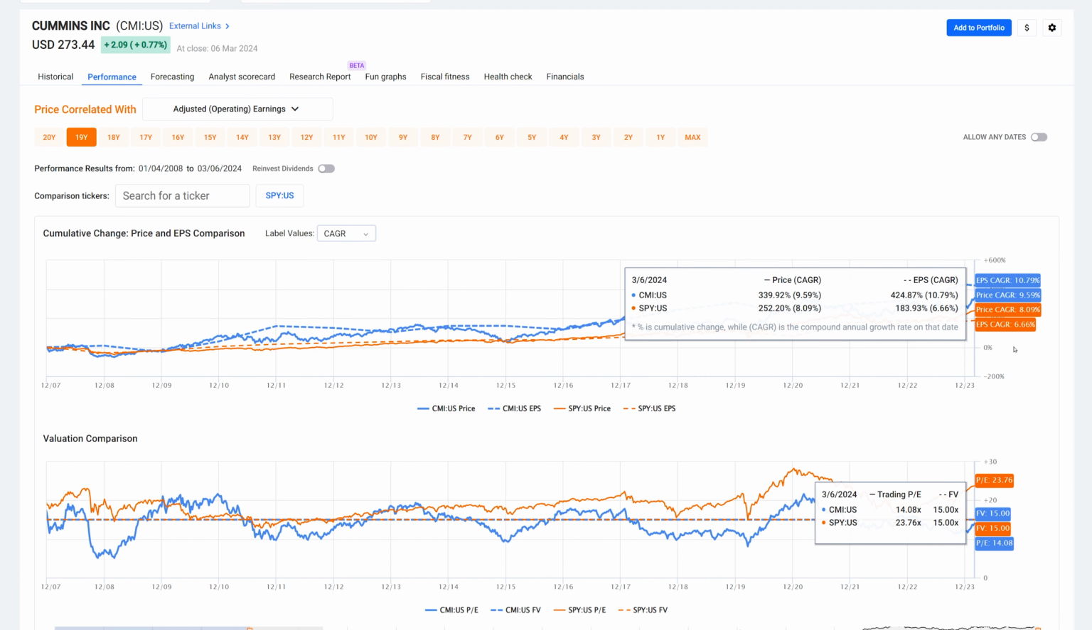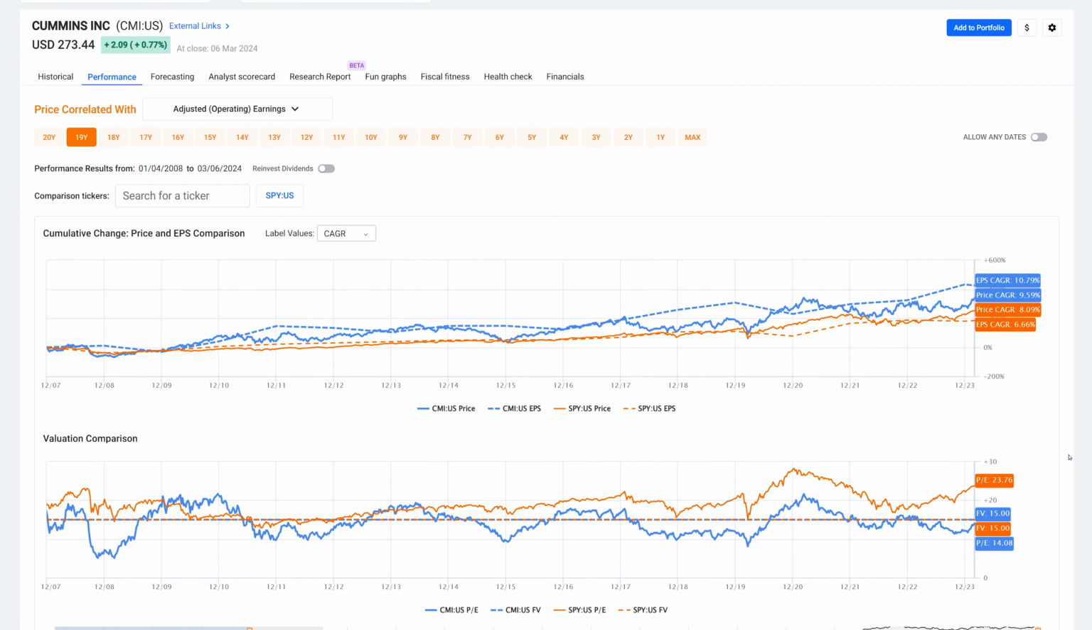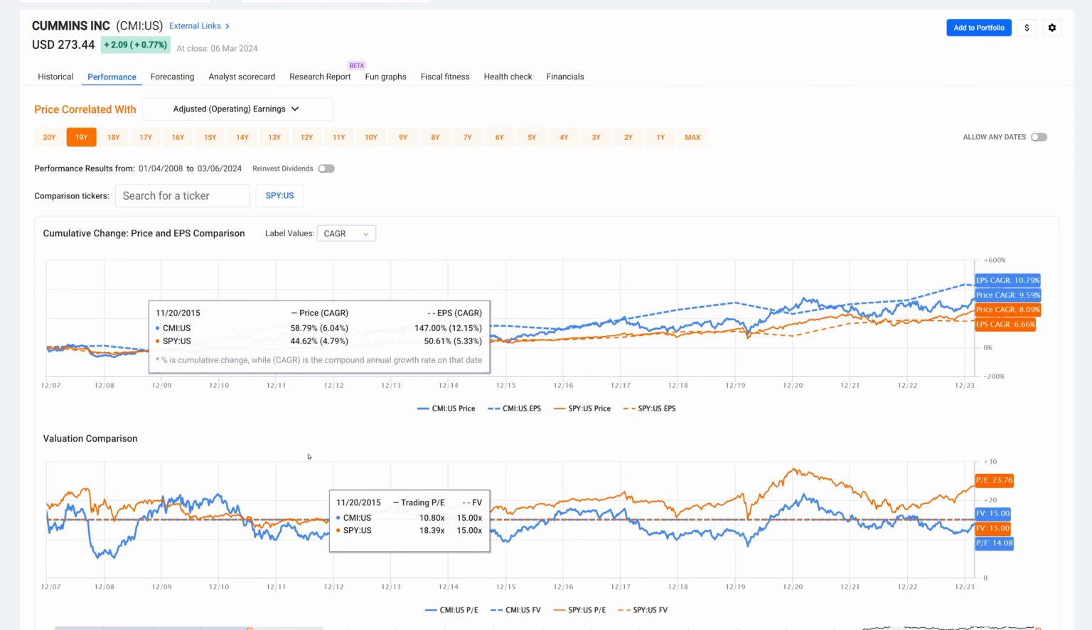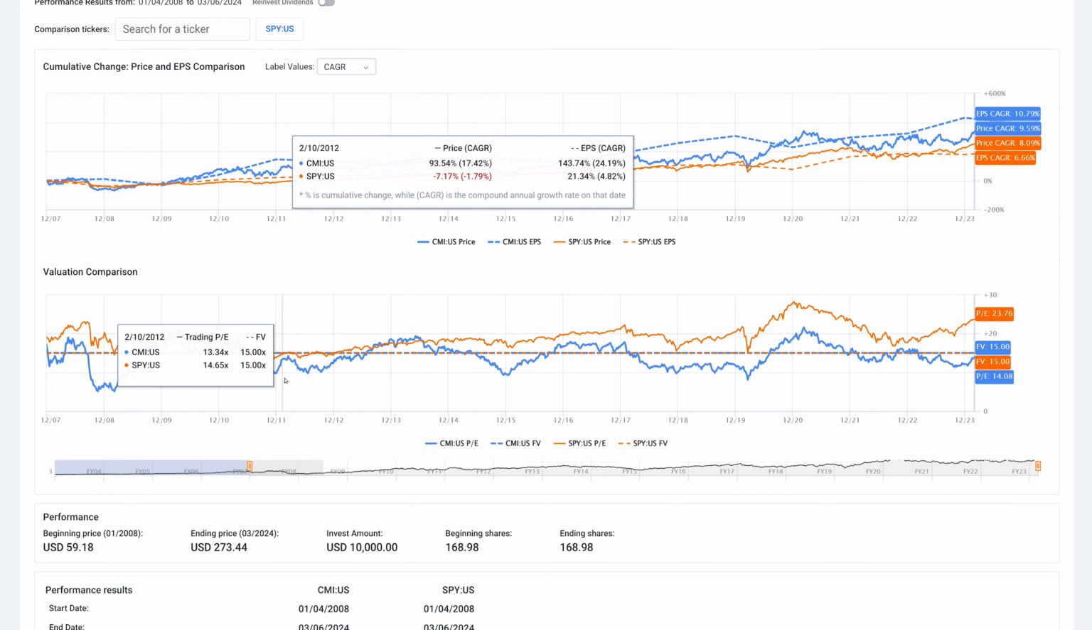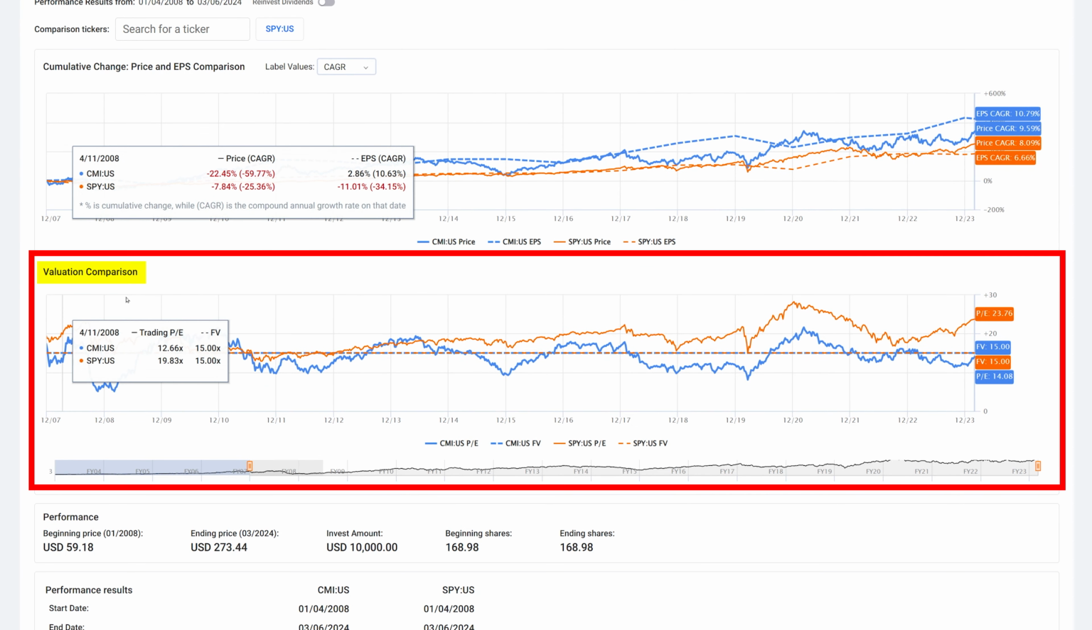But when I look at the market, we see that the price was 8.09%, where it outperformed its earnings growth rate, but it still underperformed the price performance of Cummins by almost 2 percentage points, or a percentage point and a half here. But now let's evaluate this graph, and let's look at where performance came from. Let's now go to the valuation comparison.